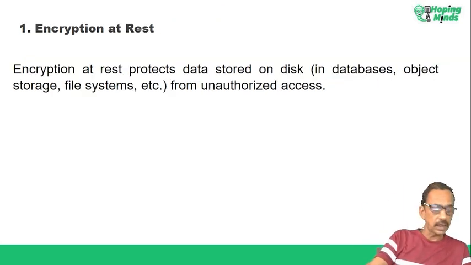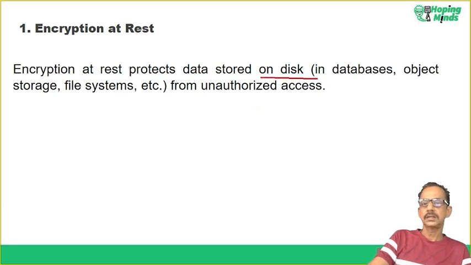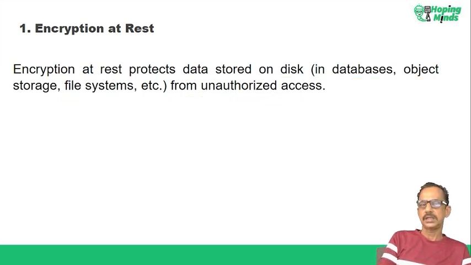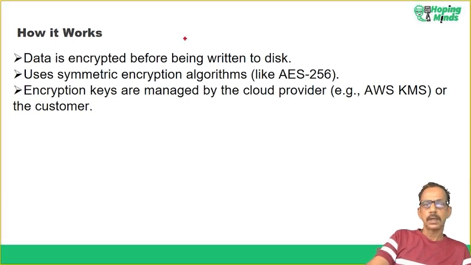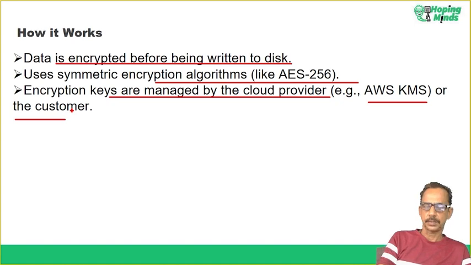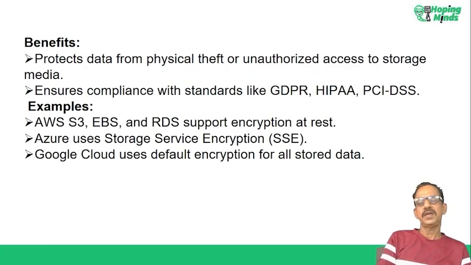Encryption at rest protects data on disk, either in a database or object storage like S3 or any file system, from unauthorized access when it is on the disk. How it works: data is encrypted before writing to the disk. There are many algorithms, the most common is AES-256. Encryption keys are managed by the cloud provider, like the Key Management Service by AWS, or by customers. That totally depends on customers. The benefit is to protect your data from any unauthorized access.